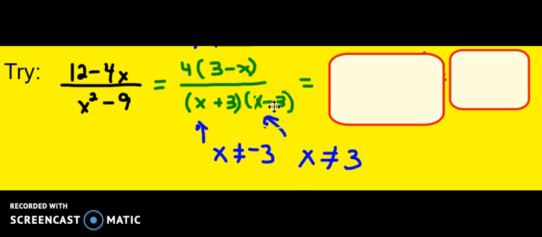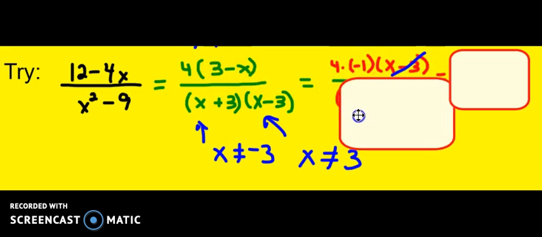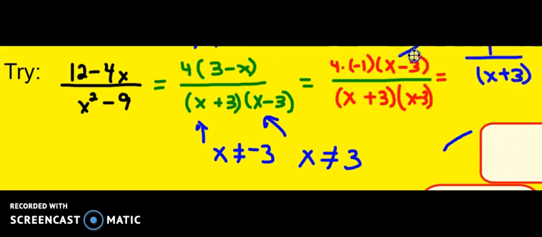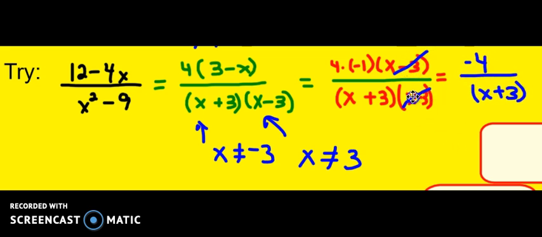So I almost could reduce here if these two are switched around. So what I'm going to do, I'm going to take out a negative 1 instead. So if I take out negative 1, I could flip these around. Take out negative 1, that's how I get negative 4. Then I get x minus 3 instead of 3 minus x. And then these two reduce. Since I'm reducing, this one causes a hole in the graph. This one would be an asymptote. So I end up with negative 4 over x plus 3.